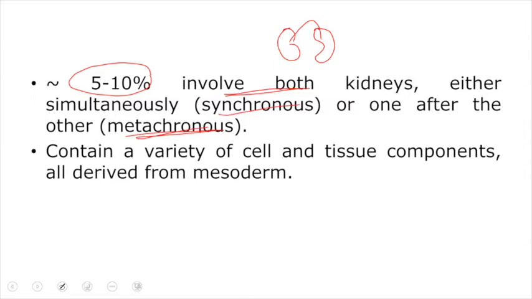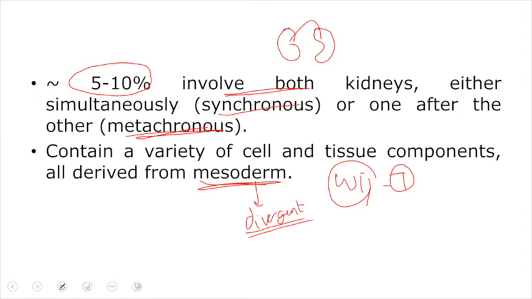Usually when I said Wilms tumor, I talked about histology by discussing the WT1 gene. As I discussed in the last slide, it is also known as triphasic blastema because it is due to improper differentiation, and because of this we can find three different components in the kidney. All the derivatives are derived from mesoderm, and hence this form of differentiation is known as divergent differentiation. So it contains a variety of cells and tissue components that are derived from mesoderm.